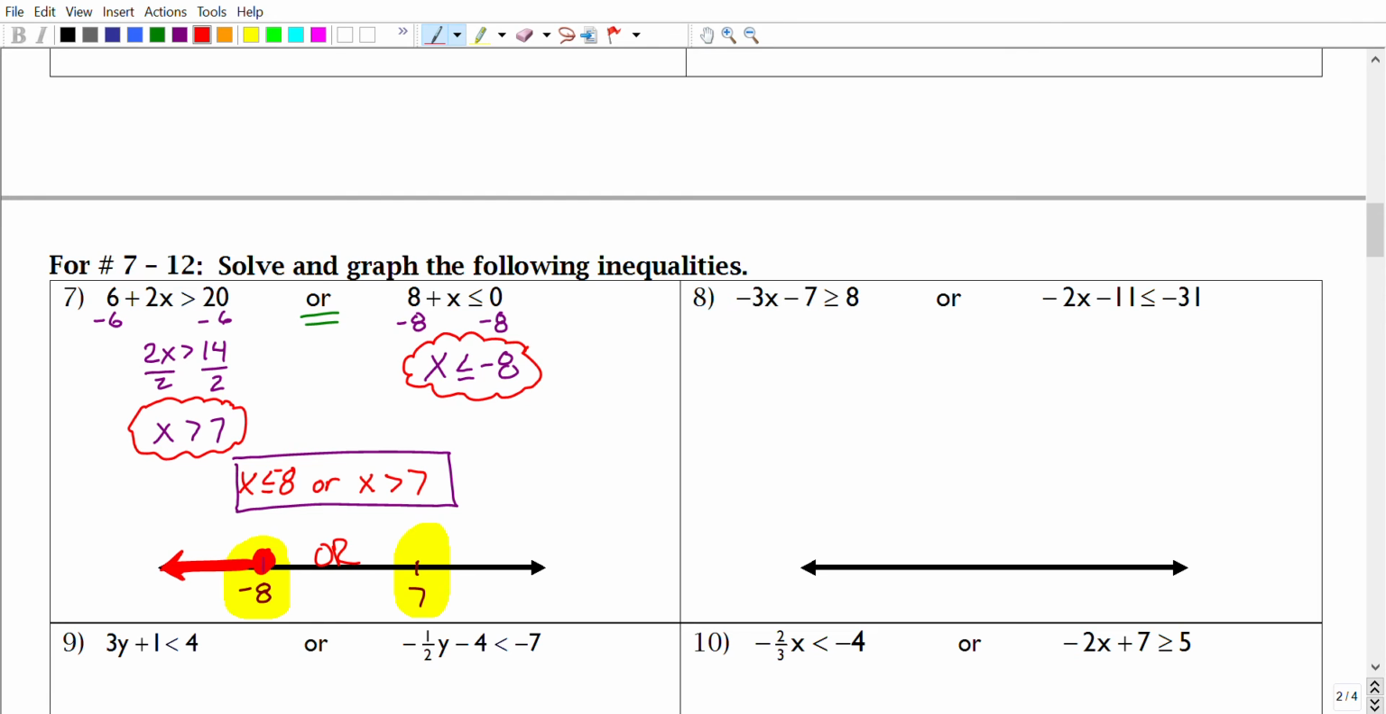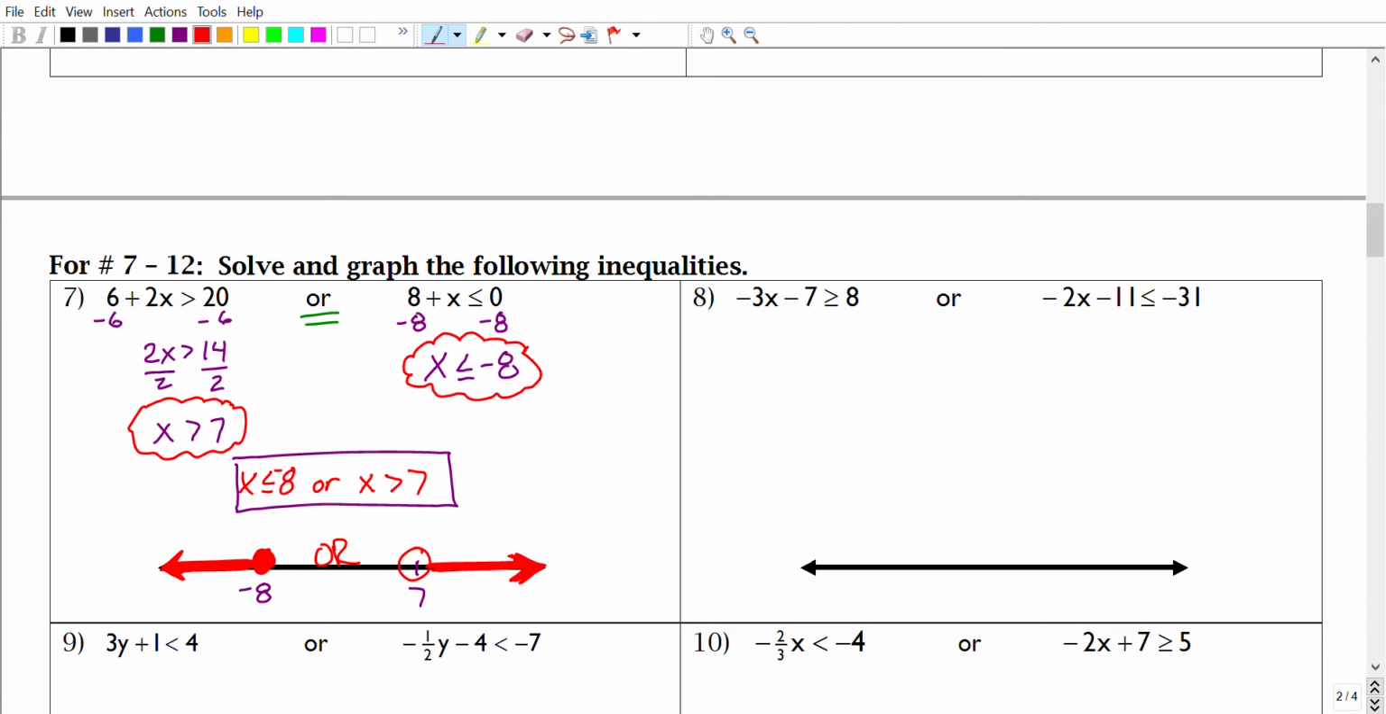Now I have x is greater than 7. So greater than just requires an open circle, not an equal to, so no closed circle. And then it's x is greater than 7. So where are all the numbers that are greater than 7? Well, they're all over here to the right. So I have my first compound inequality graph, okay? Now, let me go ahead and get rid of these highlights. So that is my graph, guys.